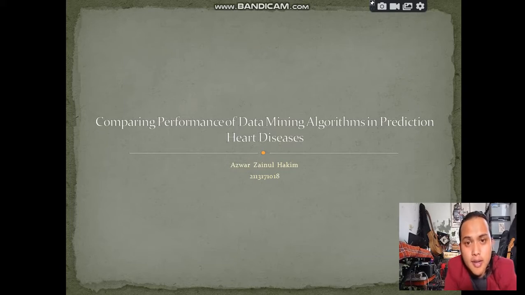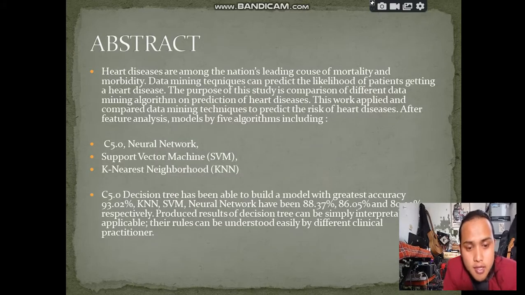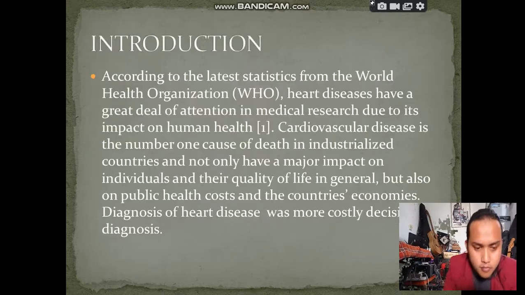I'm from informatics engineering, and today I'm going to make a presentation about comparing the performance of data mining algorithms in prediction of heart disease. Heart disease is among the nation's leading causes of mortality and morbidity. Data mining techniques can predict the likelihood of a patient getting heart disease. The purpose of this study is comparison of different data mining algorithms in prediction of heart disease. This work applied and compared data mining techniques to predict the risk of heart disease. After further analysis, there are three algorithms including C5.0, neural network, support vector machine, and KNN (k-nearest neighbor).